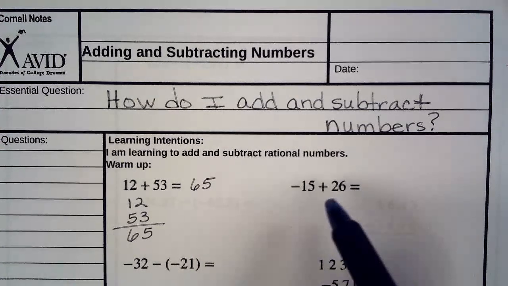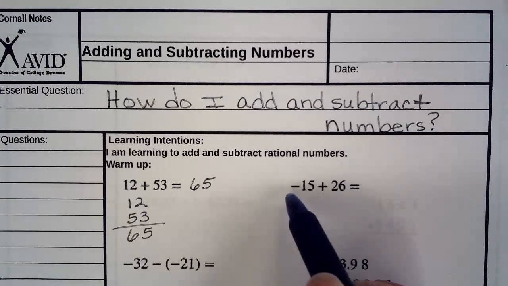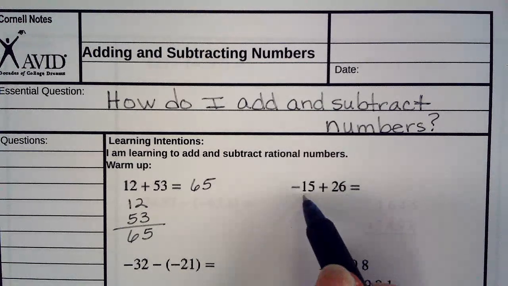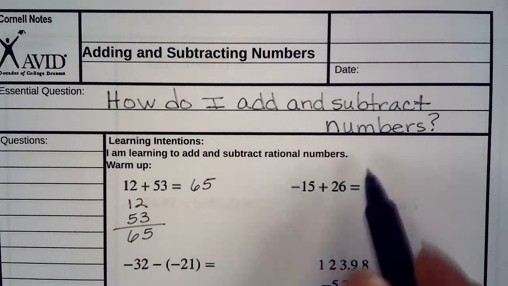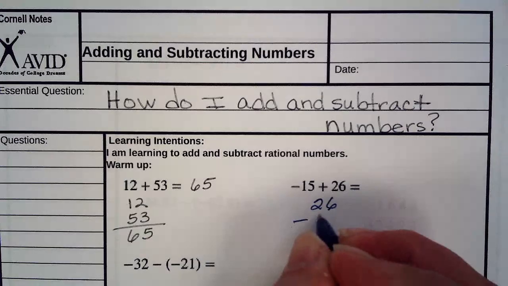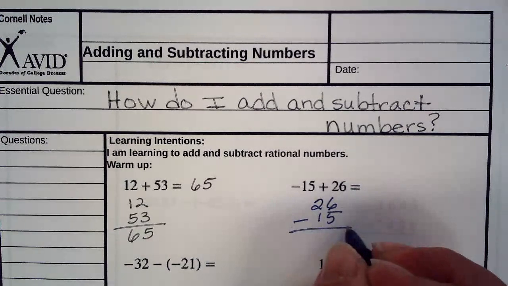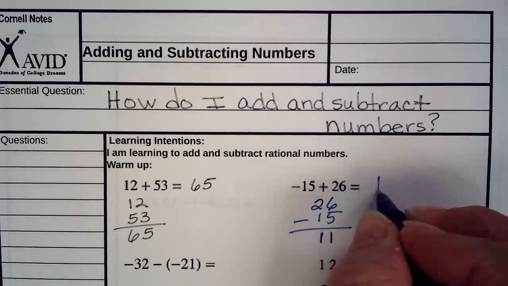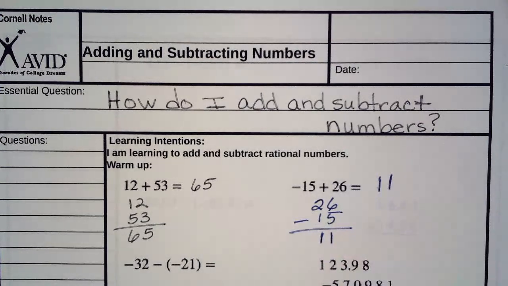For the next one, I see that I've got a positive number and I've got a negative number, and I'm adding them together. If I do that, that means I need to find their difference. 26 is greater than 15, so I know the answer will be positive. 26 minus 15, 6 minus 5 is 1, 2 minus 1 is 1, so this is simply 11.